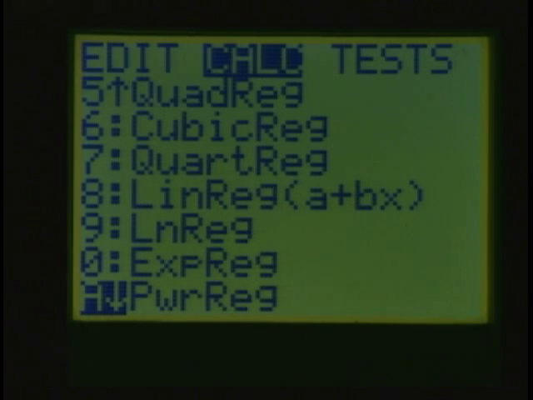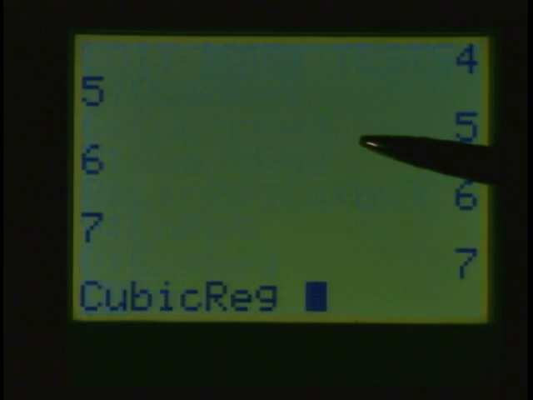Cubic seems like a logical one. So if we go ahead and select number 6, so I'm just going to punch number 6. It puts this on the screen, and then I should specify, it'll understand L1 and L2, because that's what people are normally using. But if you wanted to, you can specify the list names here, and those are found on your numbers 1 through 6 keys on the calculator.